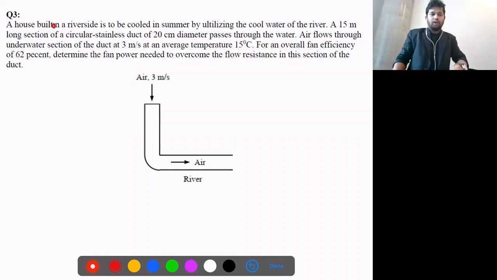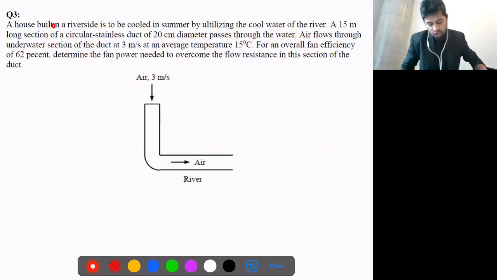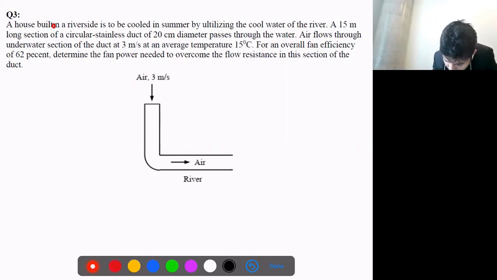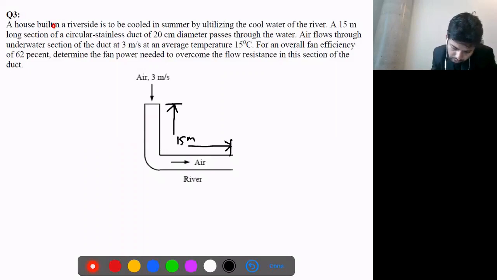If a house built on a riverside is to be cooled in summer by utilizing the cool water of the river, it's a 15-meter long pipe. So that means the length from here to here is 15 meters. The duct diameter is 20 centimeters. So the diameter is 20 centimeters.